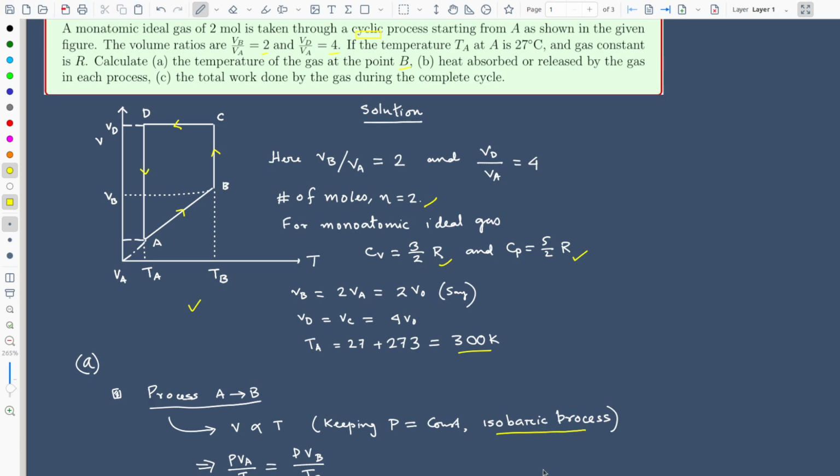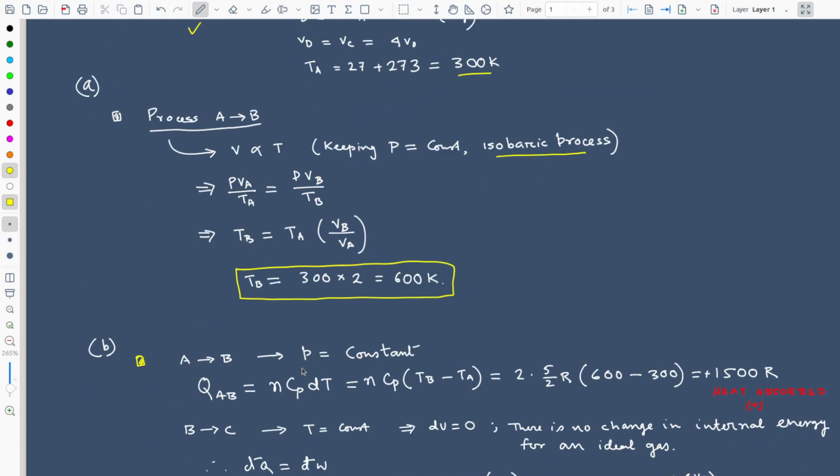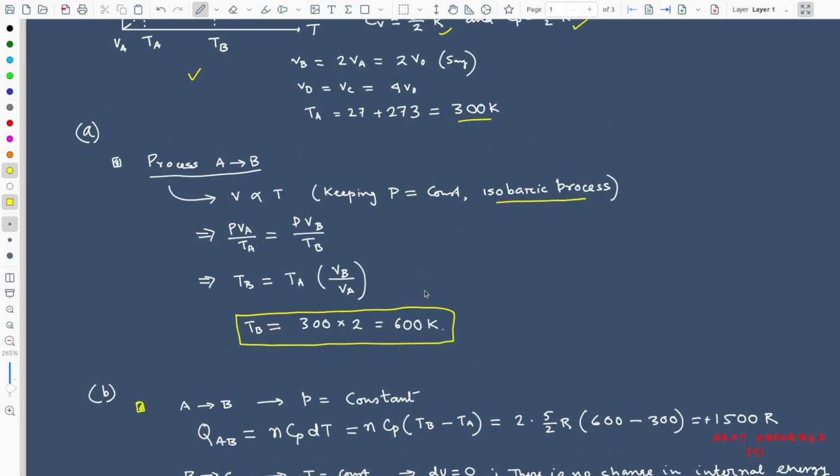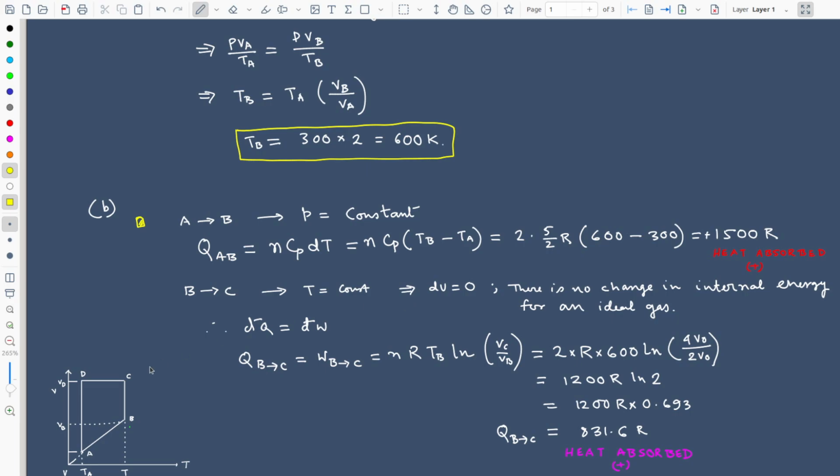Part B, heat absorbed or released by the gas in each process. Now A to B, pressure is constant. Here for your reference, the diagram is copied, and the pressure is constant in this part. Here there must be some arrow like this. It is a cyclic process.